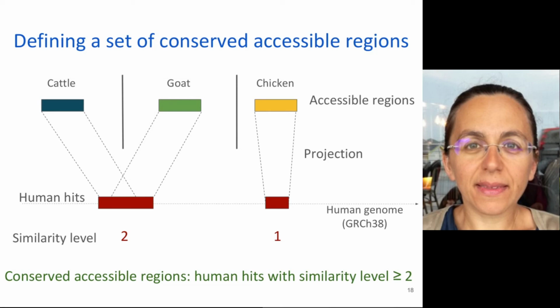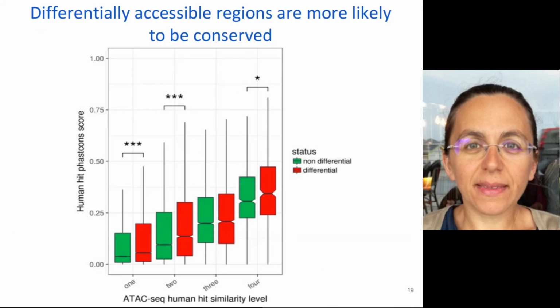When a human hit comes from only one species' peak, like the chicken, then we define this hit as having a similarity level of 1. If it comes from 2 different species, a similarity level of 2, etc., until 4. And so the conserved accessible regions are the human hits that have a similarity level, also sometimes called orthology level, of more than 2.